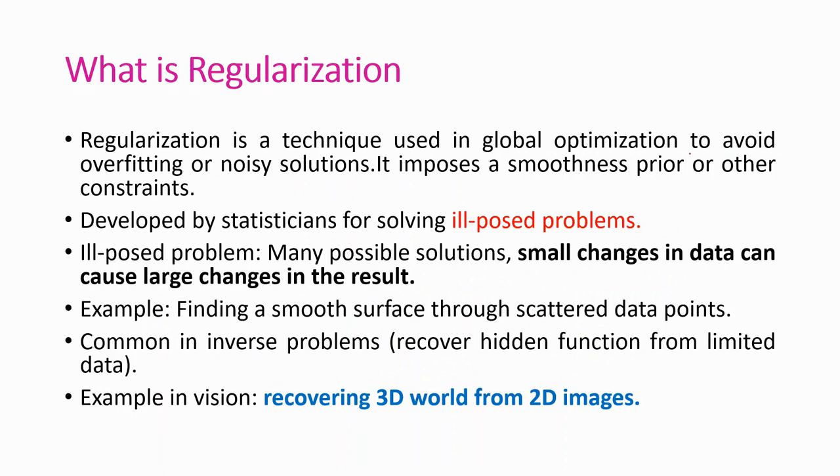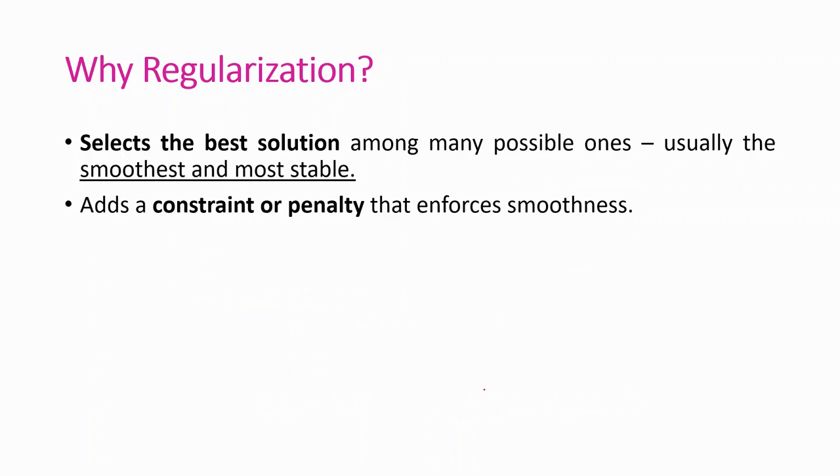Regularization is a technique used in global optimization to avoid noisy solutions or to avoid overfitting. It imposes a smoothness prior or other constraints. It was developed by statisticians for solving ill-posed problems. An ill-posed problem means a small change in data can cause a large change in results. In order to overcome this problem, there is a technique called regularization. It is used in finding a smooth surface through scattered points of data, and it is mainly used in recovering the 3D world from 2D images.